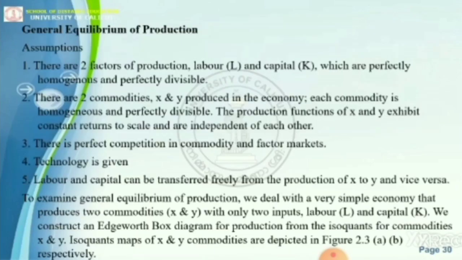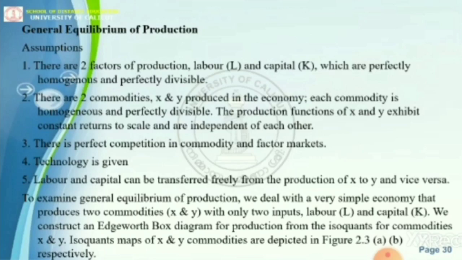Okay, then the general equilibrium of production. The assumptions are there are two factors of production, labor and capital, which are perfectly homogeneous and perfectly divisible. Second, there are two commodities X and Y produced in the economy. Each commodity is homogeneous and perfectly divisible. The production functions of X and Y exhibit constant returns to scale and are independent of each other. Third, there is perfect competition in commodity and factor markets. Fourth, technology is given. Fifth, labor and capital can be transferred freely from the production of X to Y and vice versa.